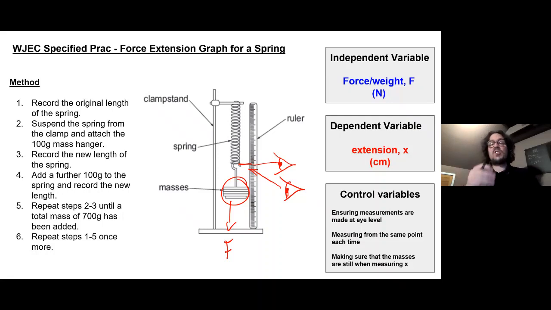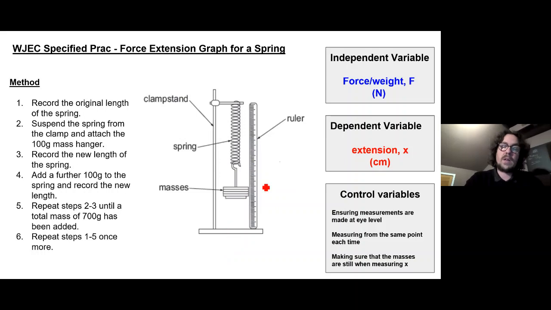Measure from the same point each time, so you can't start off by measuring from the bottom of the masses and then take a measurement from the top of the spring and then take a measurement from the bottom of the hook. All right, that's going to be a total disaster. Making sure that the masses are still when measuring X. Now, this whole thing will have a tendency to bob up and down a bit because it's on a spring, isn't it? So it'll bob up and down. And what you have to do is make sure that it's still, okay, when you're taking your measurements and your readings.